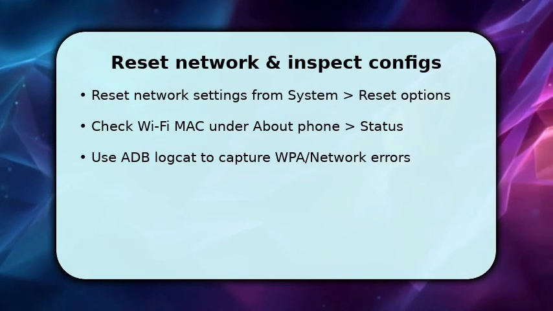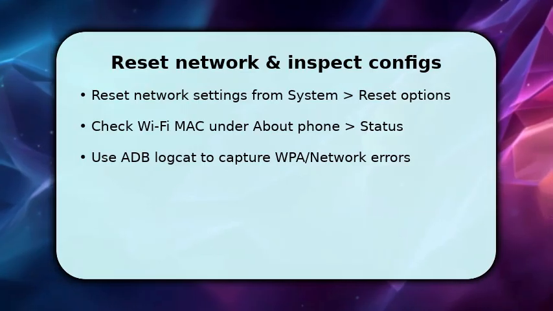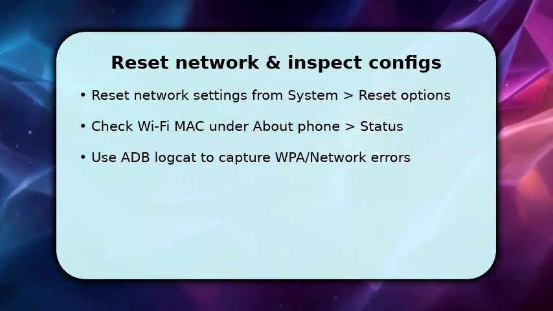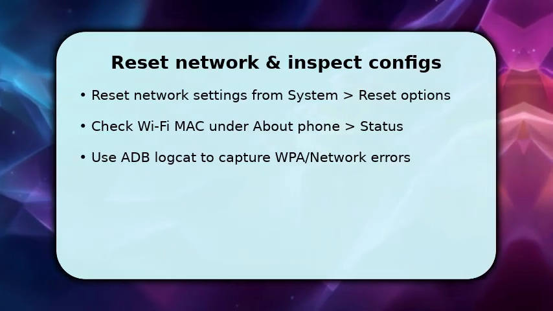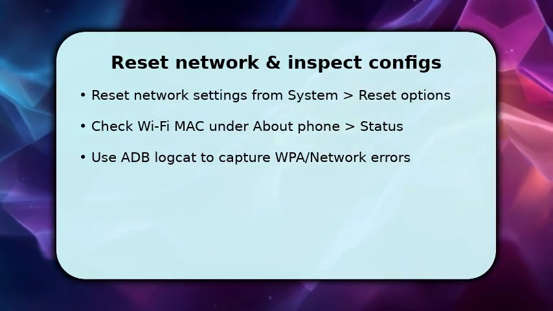You should reset network settings next. Go to System, Reset Options, and choose Reset Wi-Fi, Mobile, and Bluetooth. This clears misconfigurations. After the reset, check about phone status for the MAC address.